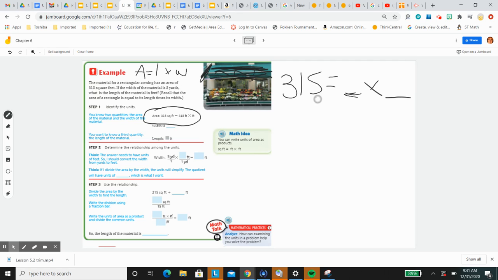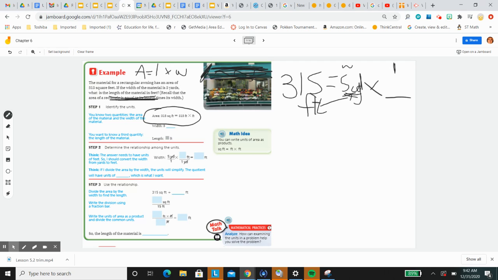Now, this is feet, if you remember. One of our pieces of information, our width, I'm going to put a little W up here, is 5 yards. We've got a problem here. Are feet and yards the same thing? No, they are not. So before we can solve this, I have to change one of these values so that it's easier to work with. I don't know what the length is. I'm solving for the length. That's what they're telling me to do in the question.